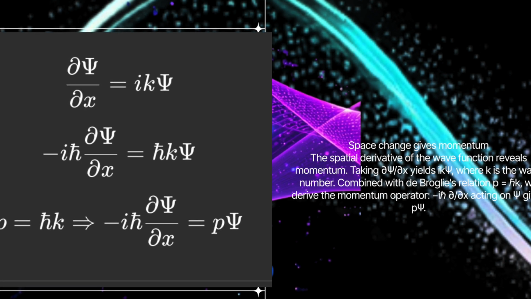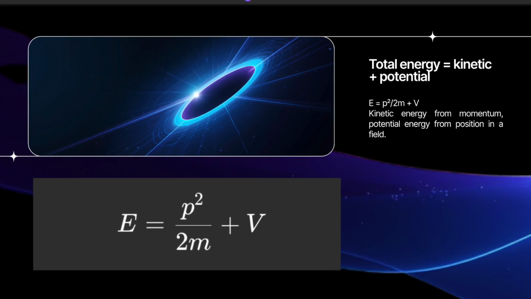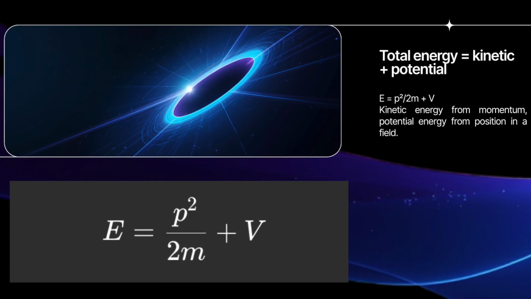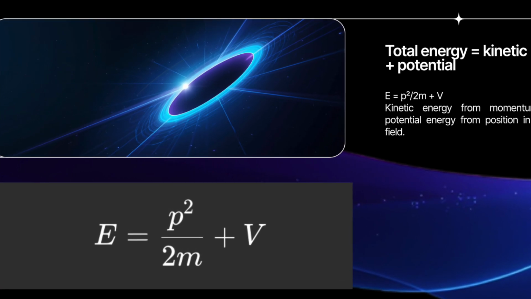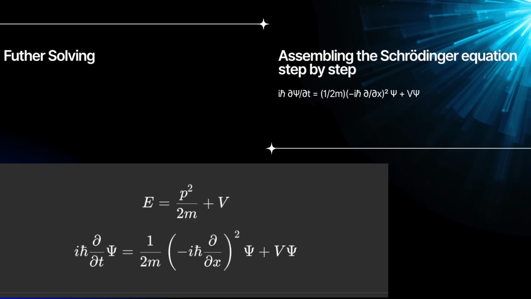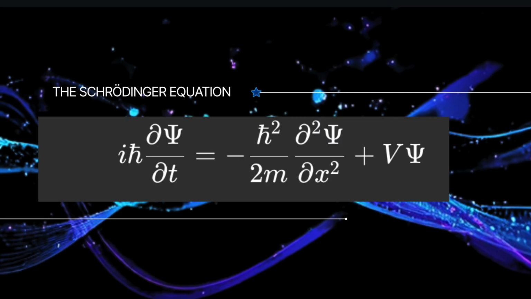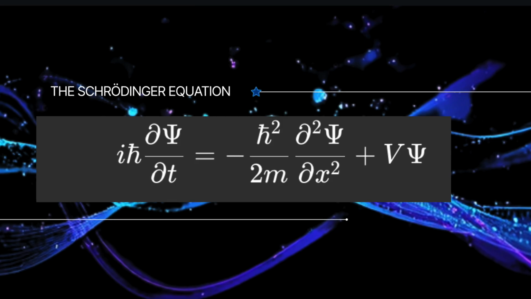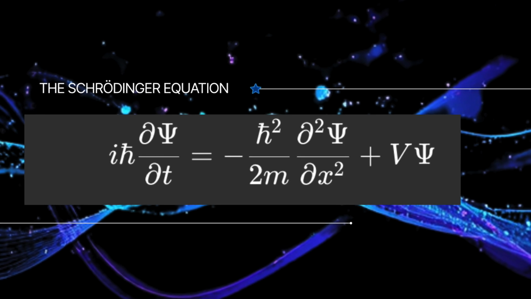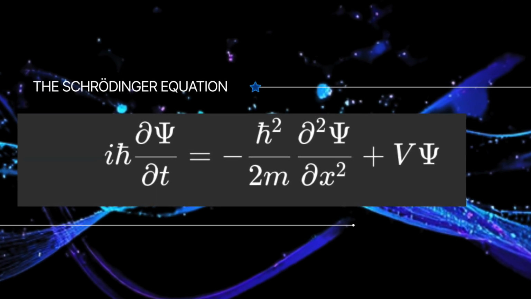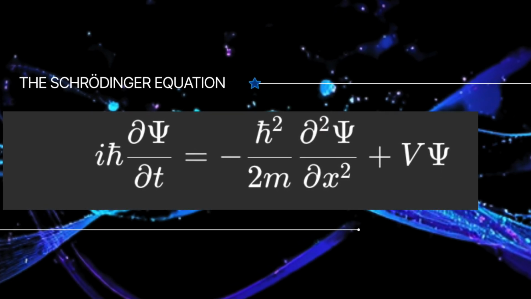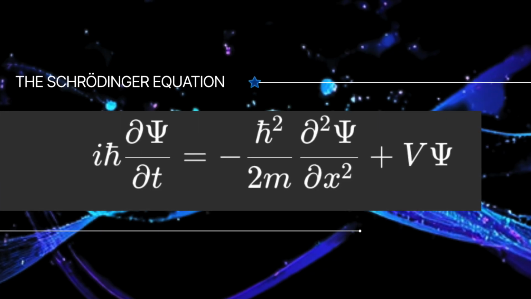Now using the energy relation, that is E equals p square divided by 2m plus V, where m is mass and V is potential energy, substitute the operators and we get the following equation. So the final Schrodinger's equation will be i into h bar into the derivative of psi with respect to time equals negative h bar square divided by 2m into the double derivative of psi with respect to x, plus V into psi.